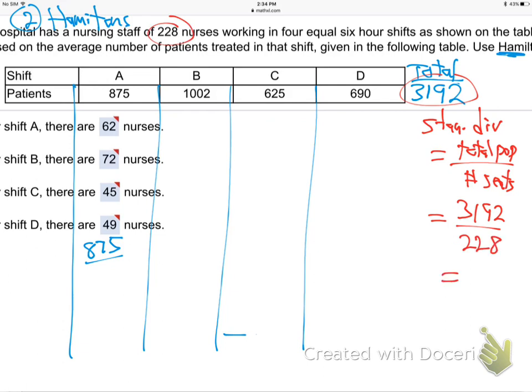So we're distributing nurses to different shifts in the hospital. 3192 divided by 228 is 14. So 14 is the standard divisor. They're using this to figure out how the nurses should be broken up over various shifts, depending on how many patients are needing their services in the various shifts. So divide them all by 14. Get those numbers on your calculator, and do the Hamilton thing. See if you remember what that is.